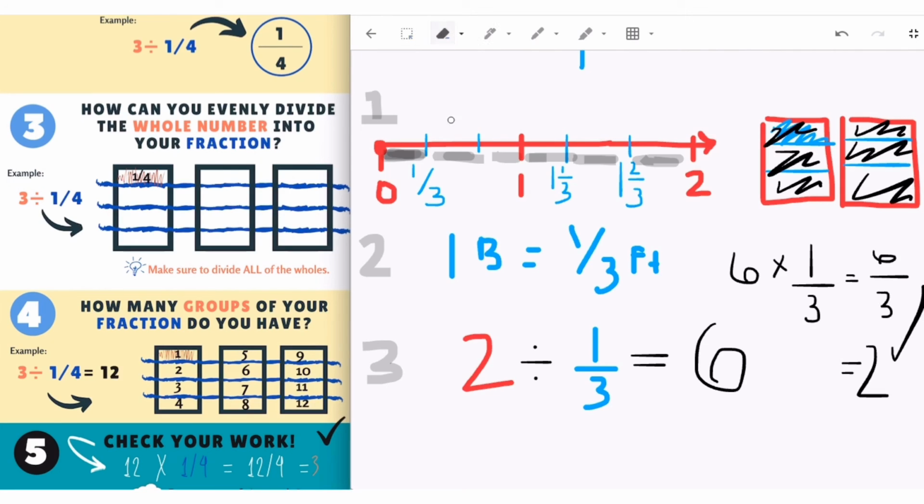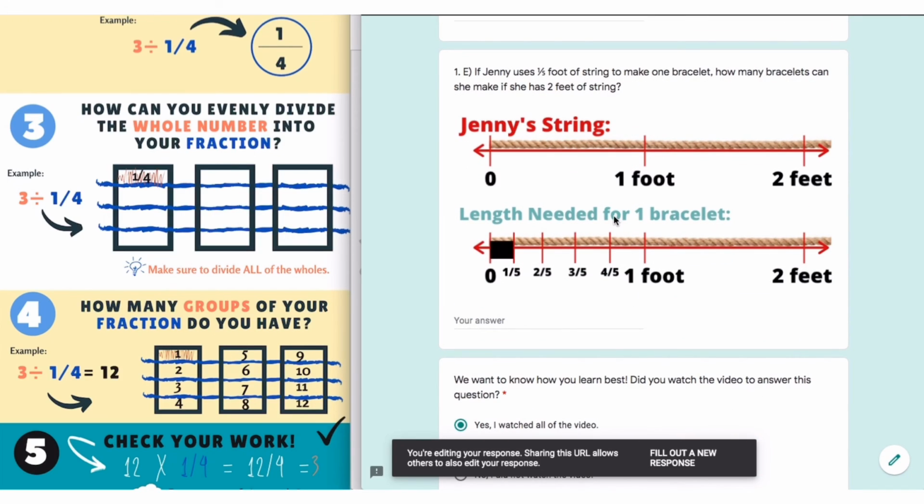Finally, we'll end with 1E. Try it by yourself first, and then we'll work on it together. 1E. If Ginny uses 1/5 foot of string to make one bracelet, how many bracelets can she make if she has 2 feet of string?